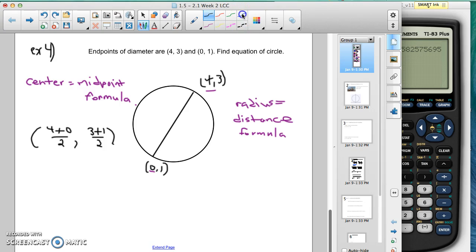It'll give you the point that's right here in the center of this diameter, which is going to be the center of the circle. And in this case, that point is going to be 2, 2. So your point for your center is 2, 2.